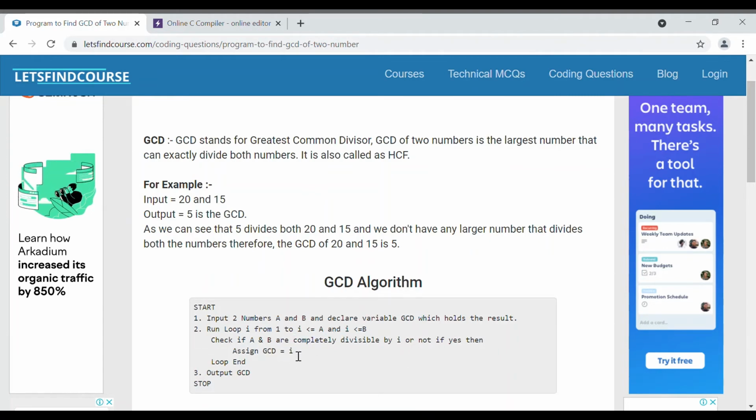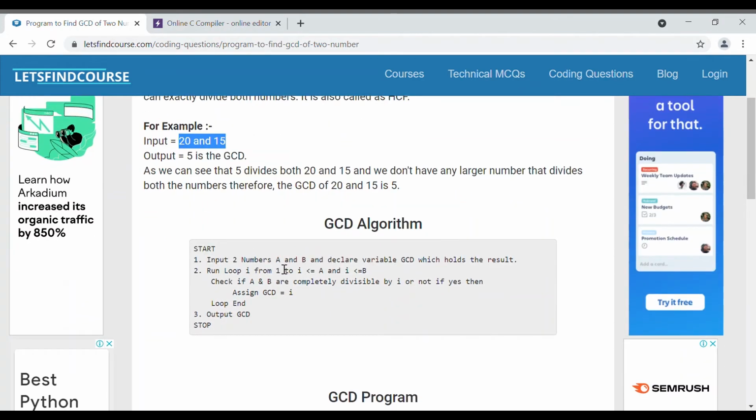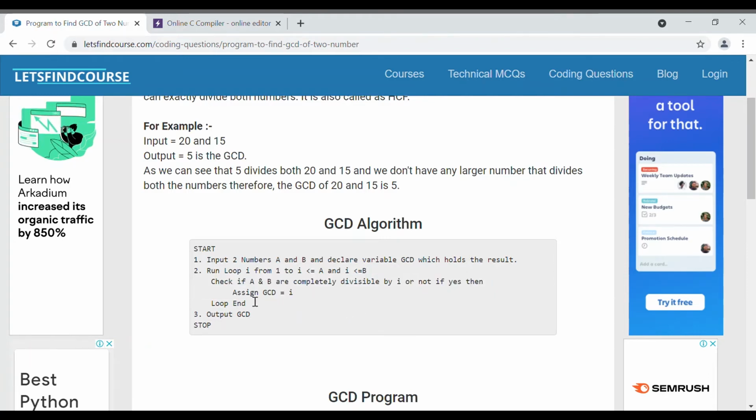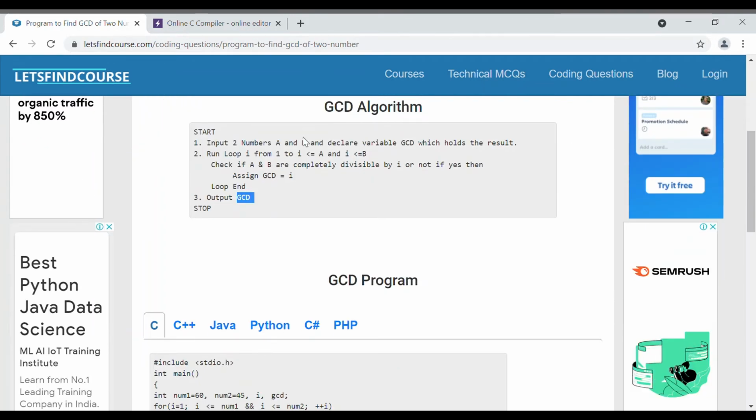Okay, so in this case I have already explained, from 1 we will check whether 1 divides both the numbers, so initially GCD will be 1, right? Then 2, it will not divide, so that if condition will be false. Then 3, then 4, then 5. When 5 comes, it will say both are divisible, right? So assign GCD equal to 5. In this way this loop will run and at the end we will get the GCD. So this is how our algorithm will work.